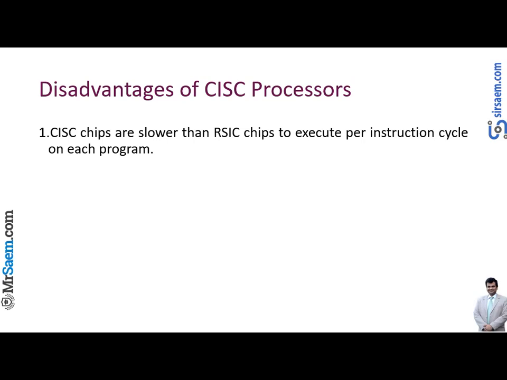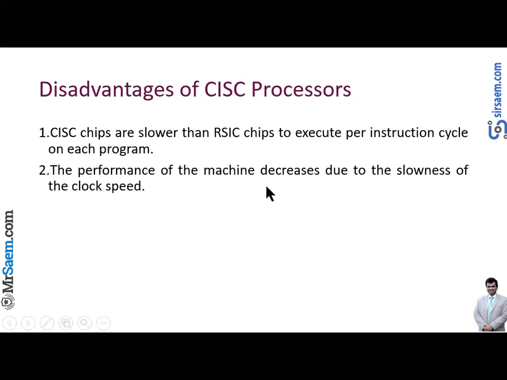Absolutely, it has to figure it out itself. Exactly. That is why it needs multiple cycles for that, and it will take time over multiple cycles. That's what we're trying to say: to execute per instruction on each program, the performance of the machine decreases due to the slowness of the clock speed.